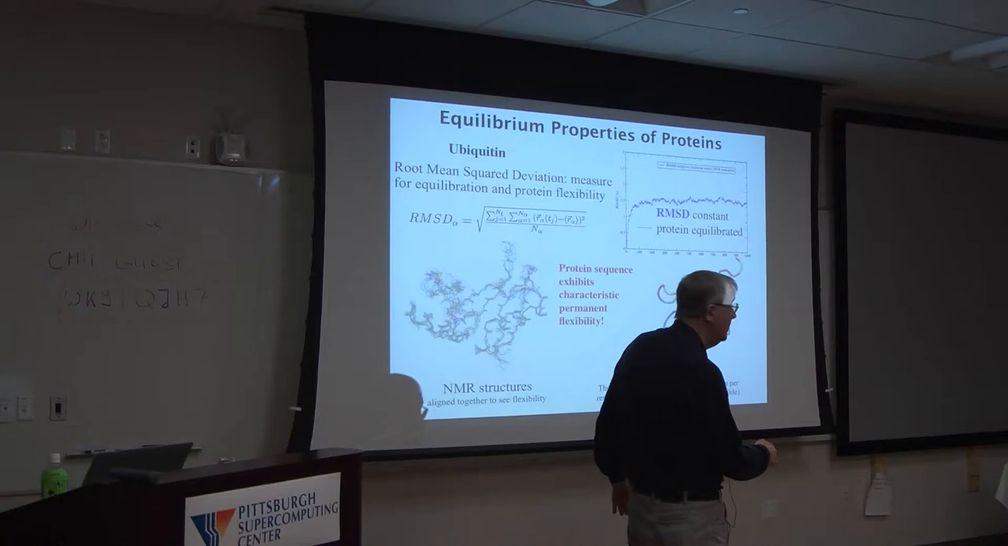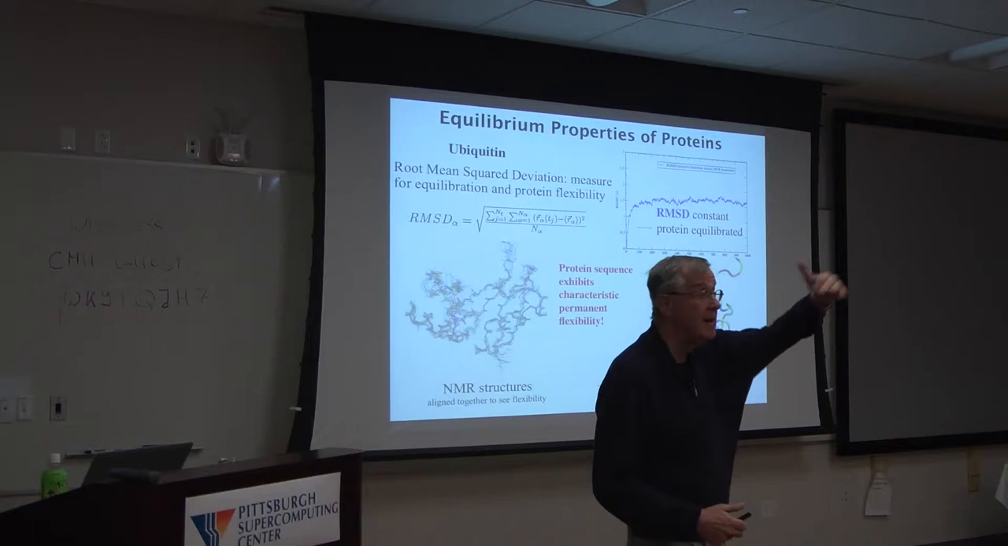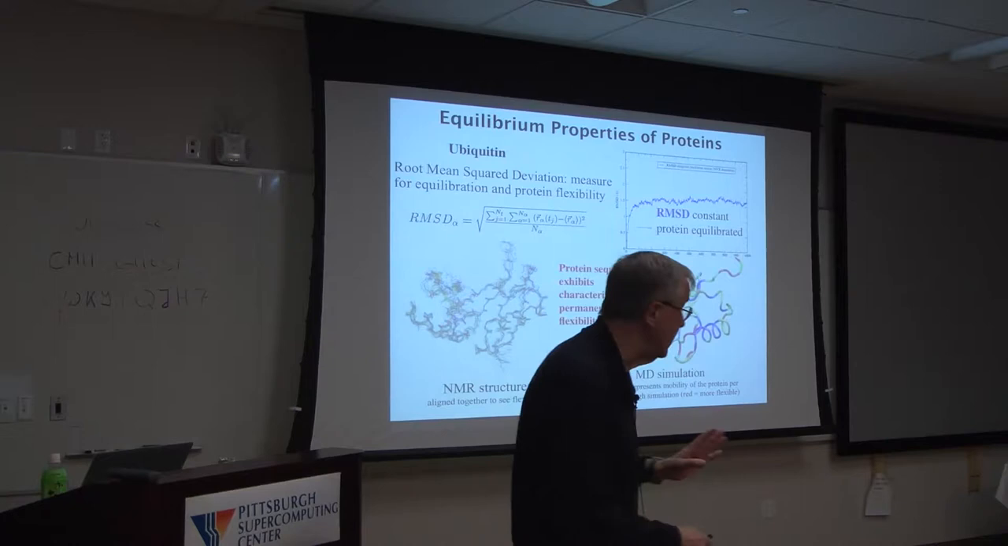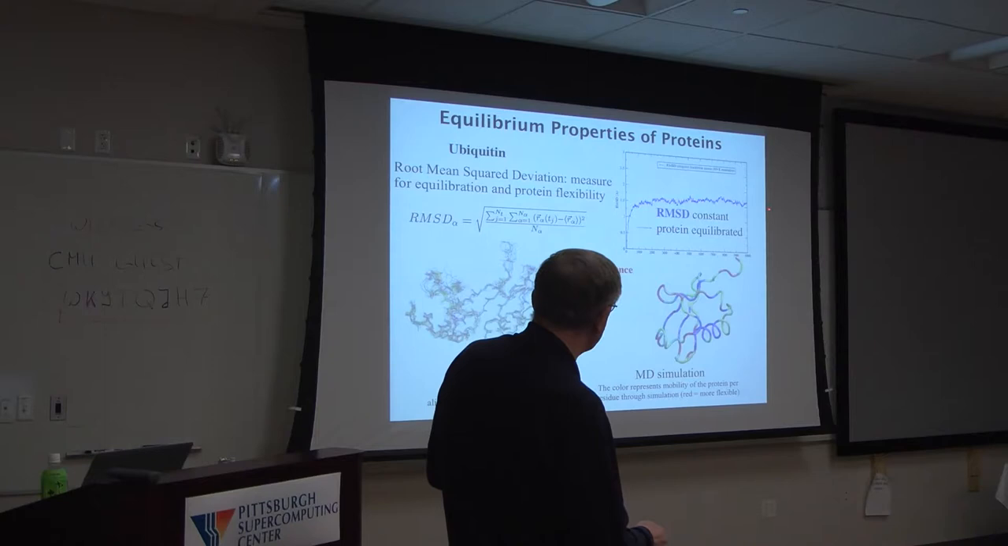The protein is falling apart. The protein migrates somewhere else. It's not stable, and you have to find out what is happening. So you can only really analyze proteins that have become constant. 1.5 angstrom is a very good value.